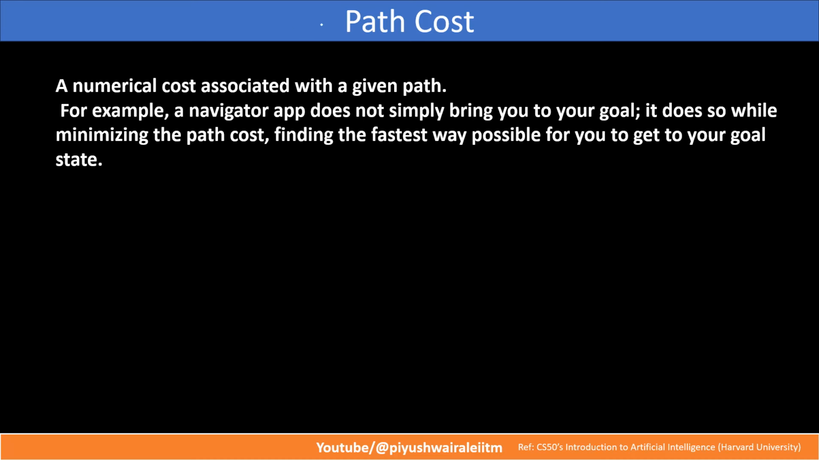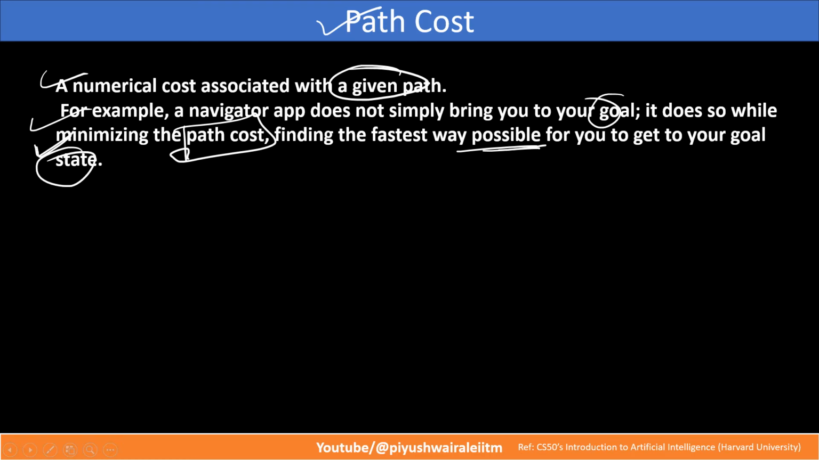Now what is path cost? Basically, it is a numerical cost associated with a given path. If I take that particular example of a graph, I want to reach from node A to F. I can go by multiple paths, right? That length I can consider as a numerical cost associated with a given path. For example, a navigator app does not simply bring you to your goal. It does so while minimizing the path cost. Google Maps will recommend a route that will take less time, finding the fastest way possible to get to your goal state. This is the main objective of finding the path cost.